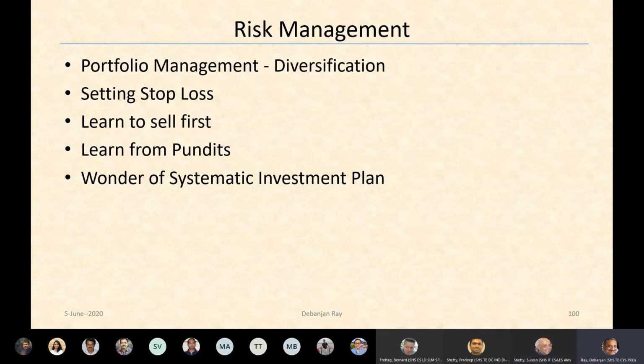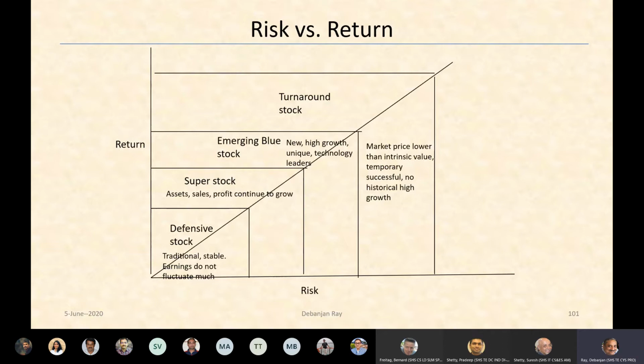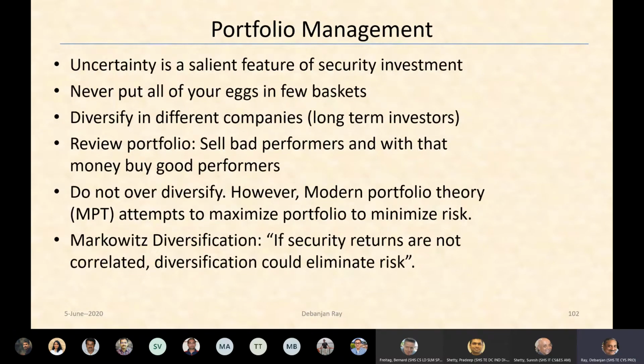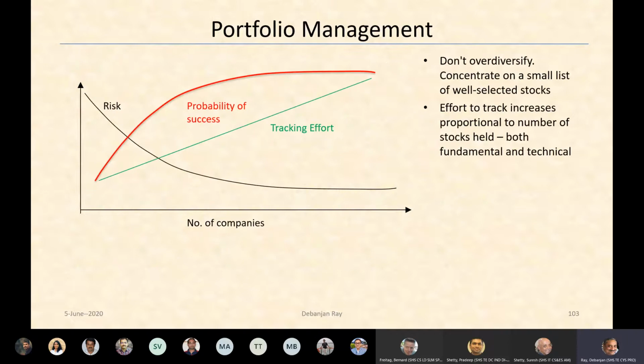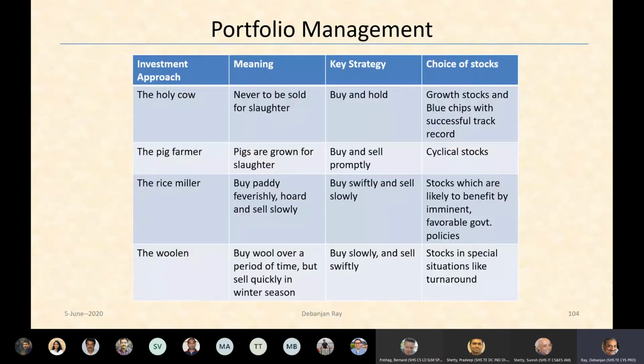So we have gone to the risk management. In risk management, we have covered risk versus return, there is a trend. We have also shown how to do portfolio management. That means diversify over a large number of stocks, but the effort will be more and more. It is better if you can diversify over a number of stocks, then your risk management will be better. Obviously, it will demand more tracking effort.